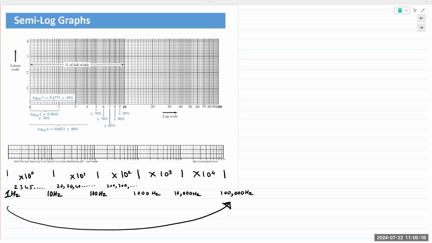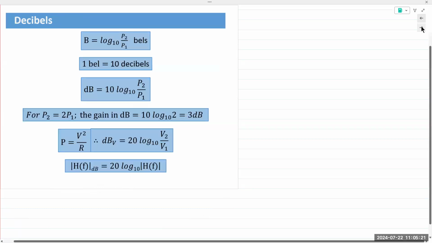Any questions? Okay, so let's look at what happens to the y-axis.